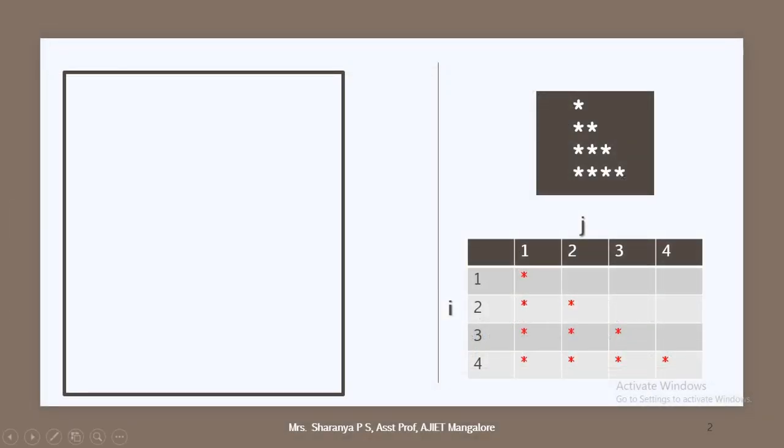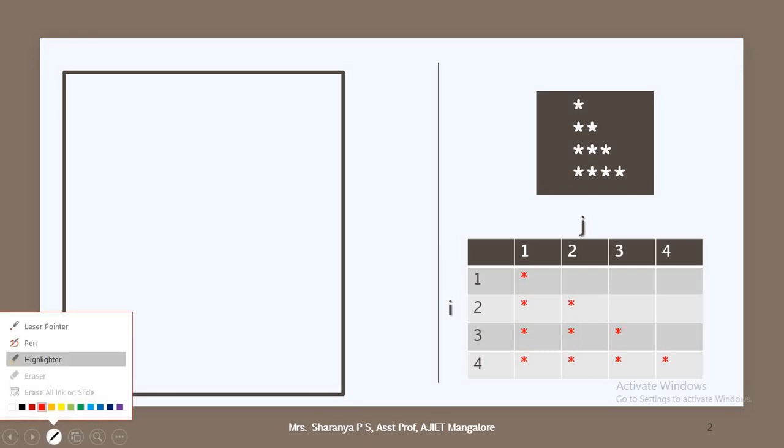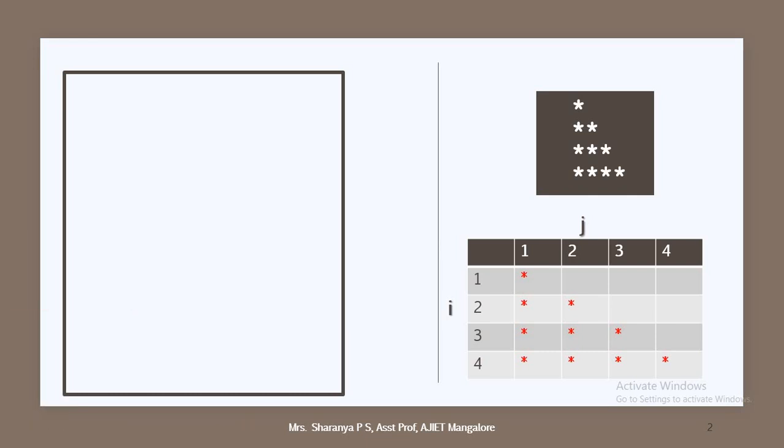Suppose the given pattern is like this. Usually, the question will be asked to write the code to get the output for the given pattern. In the very first example, we are taking one kind of pattern, that is star display. Star is mentioned. This is how we need to get the final output.